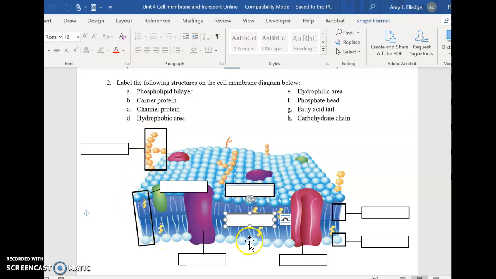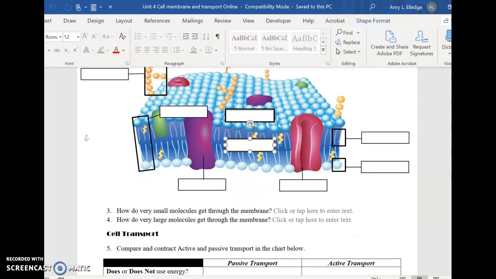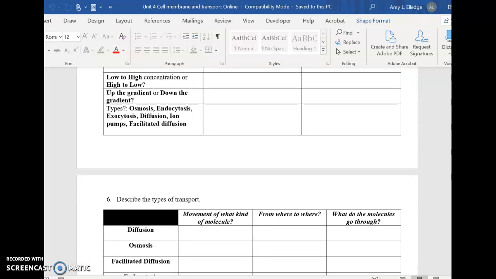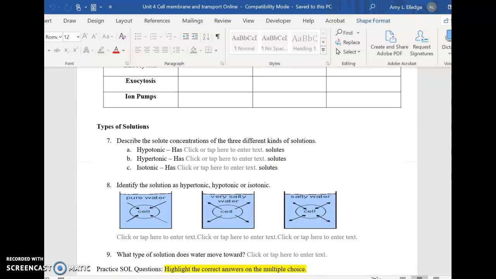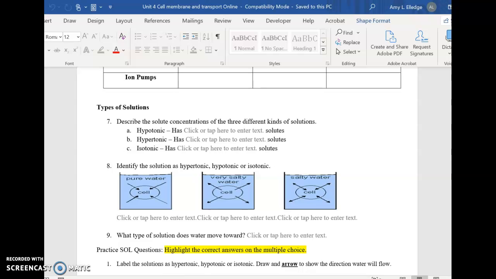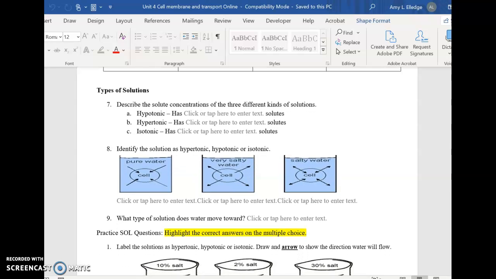And these little yellow things, which you did not need a label, but what those are is cholesterol, which helps keep your membrane fluid, because remember this is called the fluid mosaic model. All right, so hopefully all this other stuff you can find out either through your notes or through the internet.